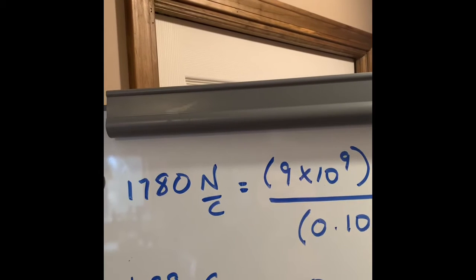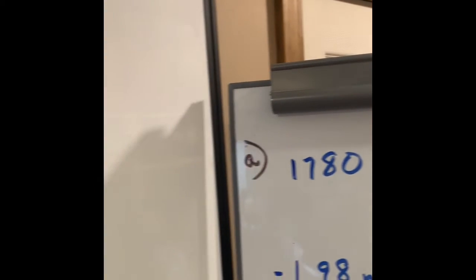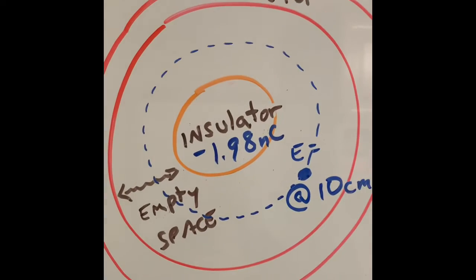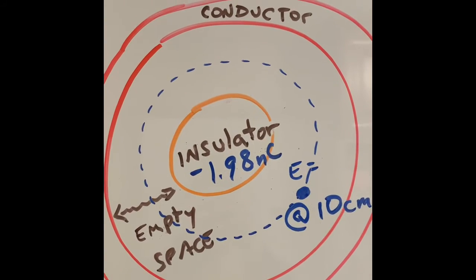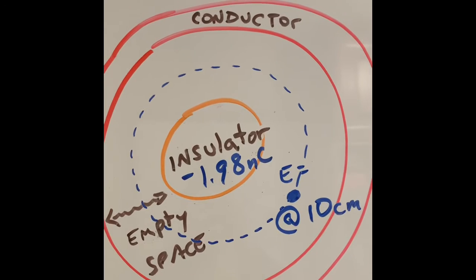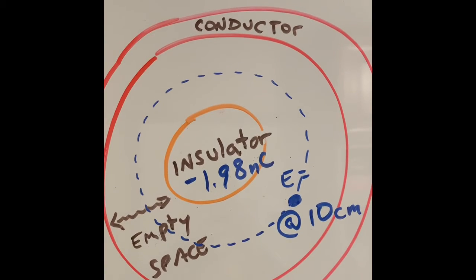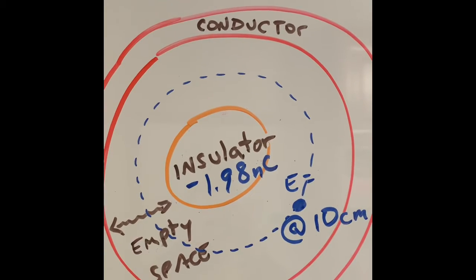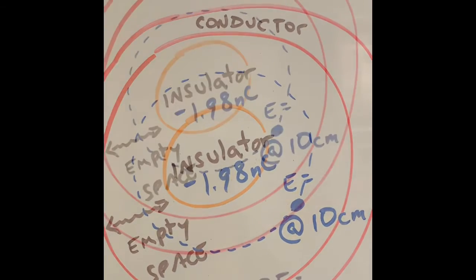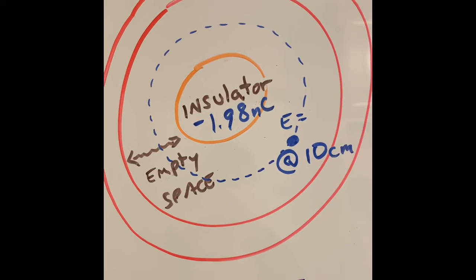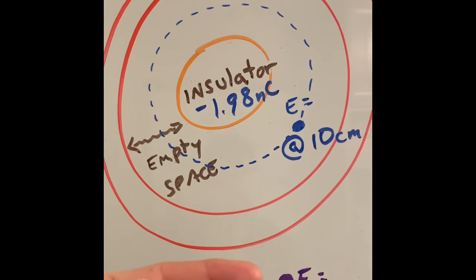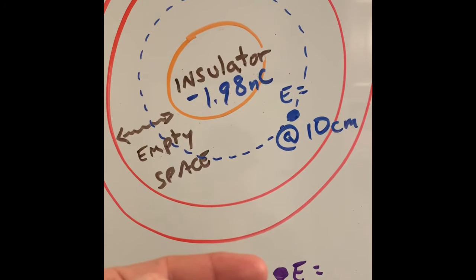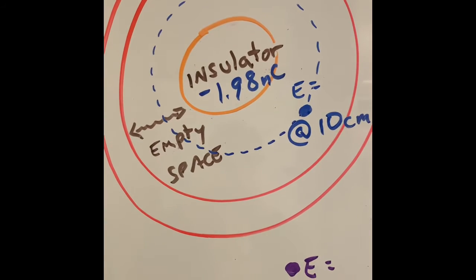So now that we've found the Q enclosed by a Gaussian sphere that's 10 centimeters in radius, I can go back to the picture here. I constructed a blue dotted line to represent the enclosing Gaussian sphere that happens to have a radius of 10 centimeters. The charge enclosed by that Gaussian sphere is all the charge on the insulator. The other valuable information they give you is the electric field at 58 centimeters from the center of this entire setup. They tell us that electric field, they tell us the distance.